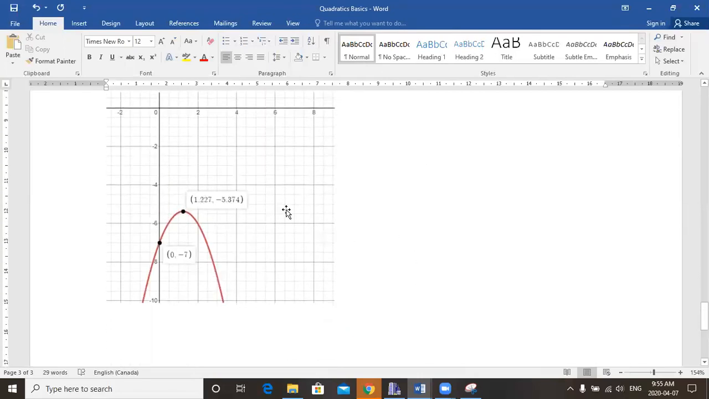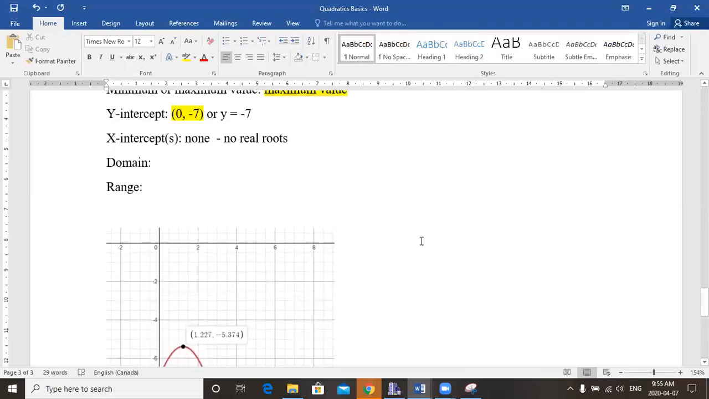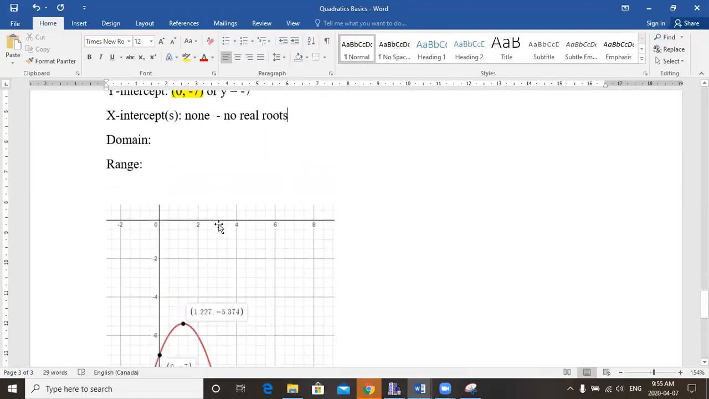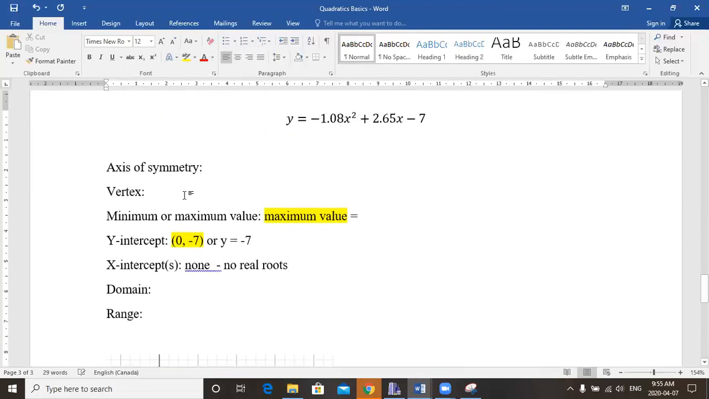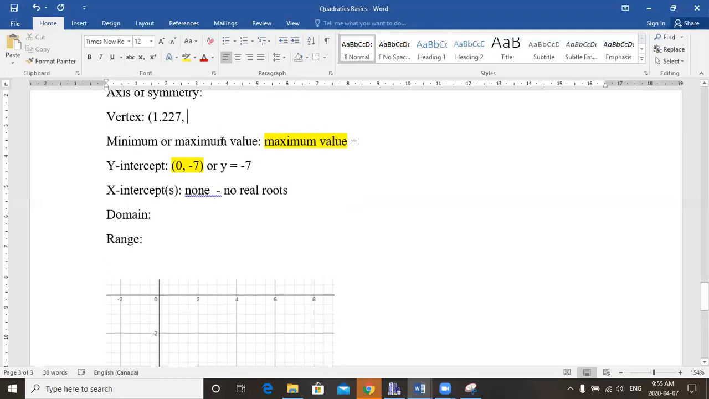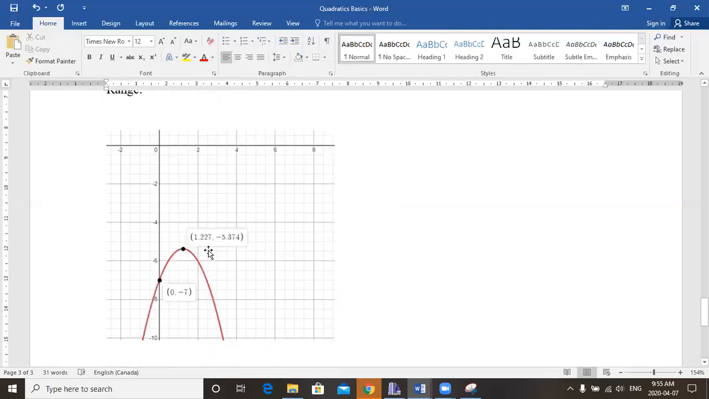We clicked on the vertex, so we can state the vertex coordinates. So 1.227, -5.374. So when we state the vertex, we always want to state it as a coordinate pair. So we always include the brackets. So x first, 1.227, comma, space, -5.374. All right, so that's the coordinates of the vertex.